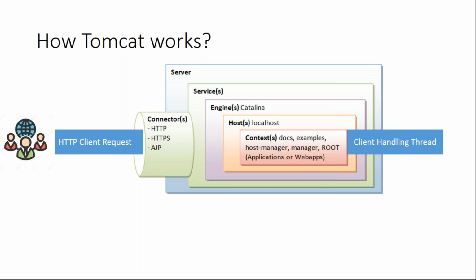There are three types of connectors, three protocols supported by Tomcat. One is HTTP, two is HTTPS. When you enable SSL, you are able to use HTTPS. The third is AJP, the internal protocol for Tomcat. Besides HTTP, you can also accept TCP requests. Two protocol requests you can accept.